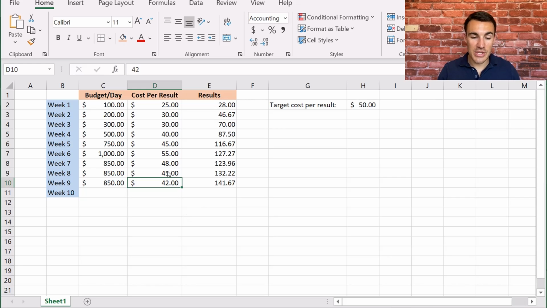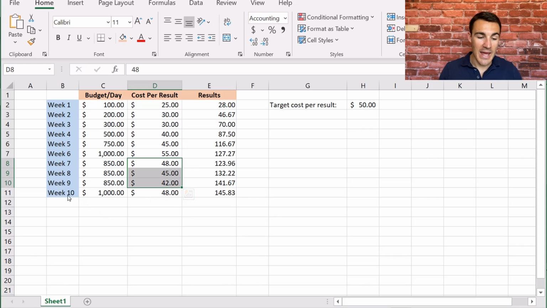Now, because we've reduced that cost per result down nicely, we might now have another go at scaling. So perhaps we go back up to 1,000. And perhaps this time, instead of it going all the way up to 55, perhaps we see it go up to $48. Fantastic. Because of the improvements we made week 7 through week 9, and because of the optimization process that Facebook goes through, we were able to reduce the cost per result from $48 down to $42 at that same budget, which then allowed us to scale up to 1,000.